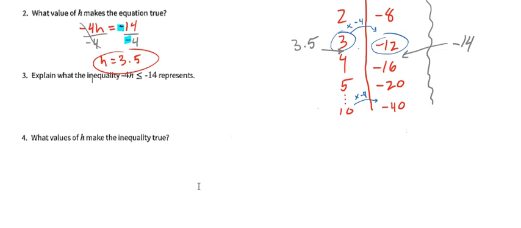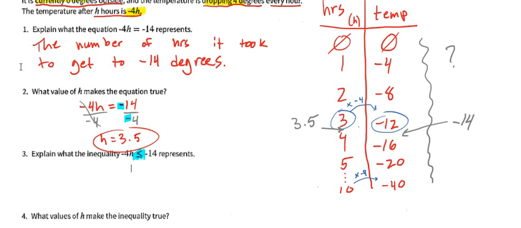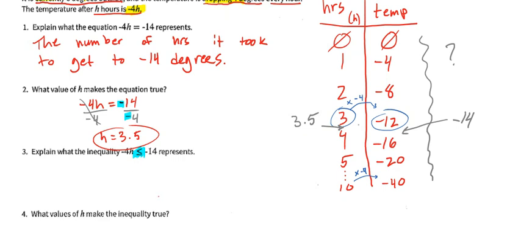For number 3, it says explain what the inequality negative 4h is less than or equal to negative 14 represents. Well, the negative 4h and the negative 14 still mean the same thing as up in number 1. The only thing that's different is this less than or equal to sign, this inequality sign. So that's the only thing we need to change in what it represents. I'm going to almost copy the same wording from number 1. Watch this. You should write it down too.